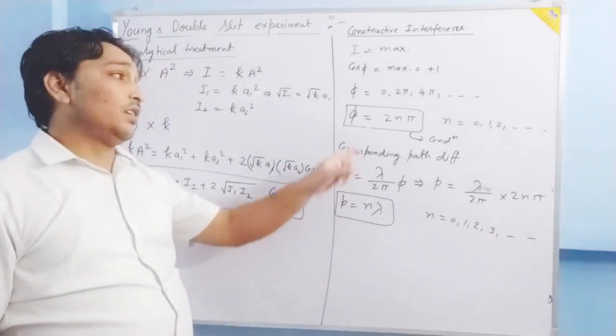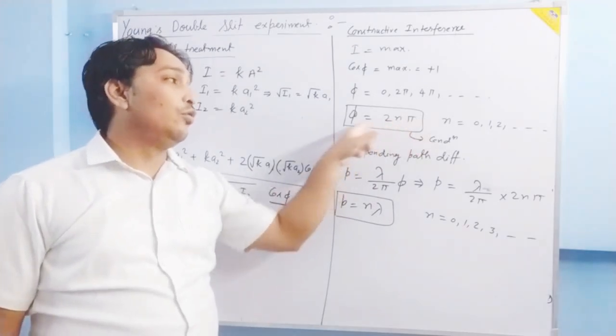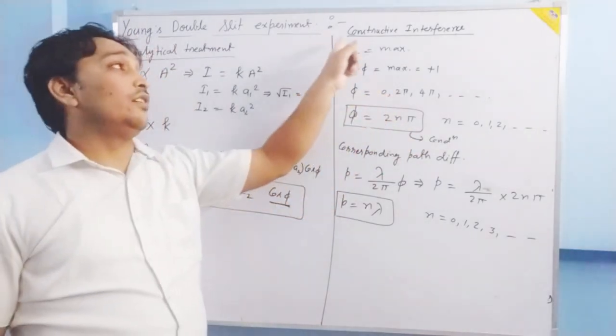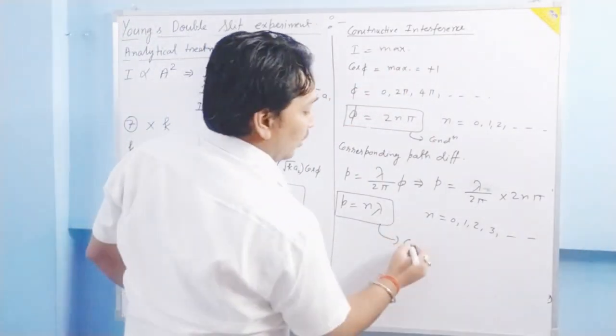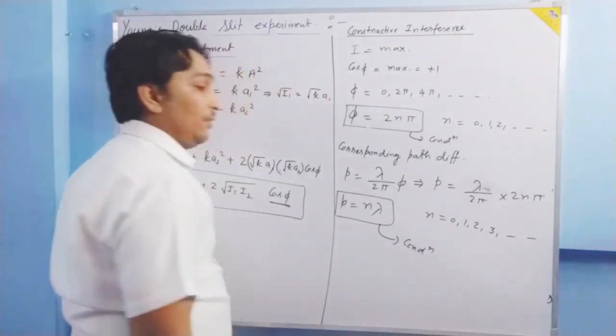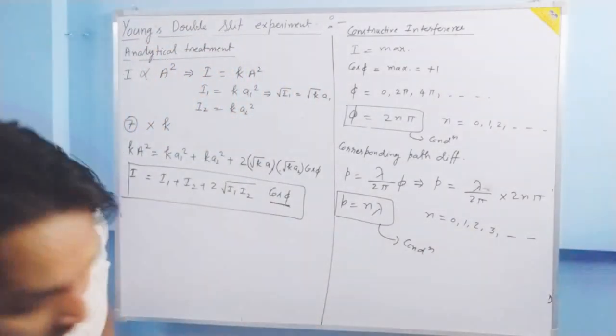In terms of phase, whenever the phase difference is an integral multiple of 2 pi, then the interference will be constructive. So these are the conditions for constructive interference or maximum intensity.